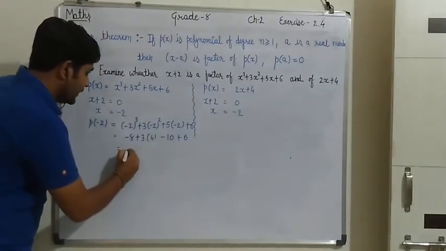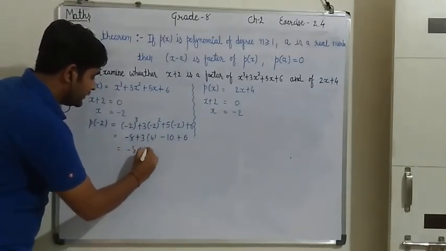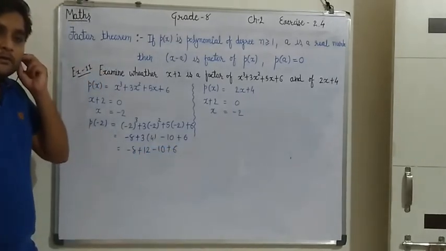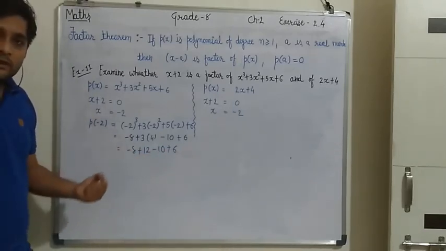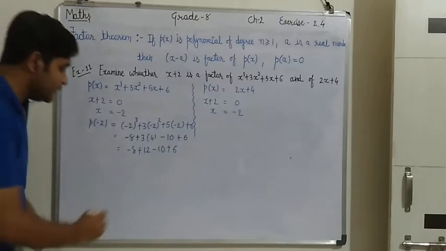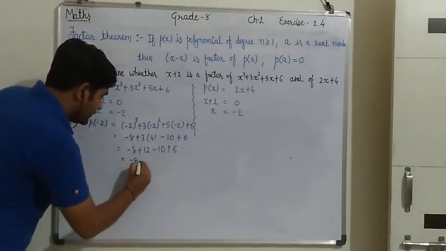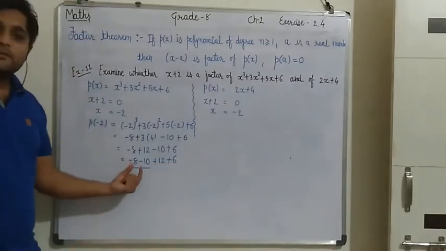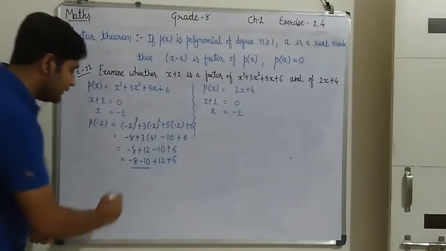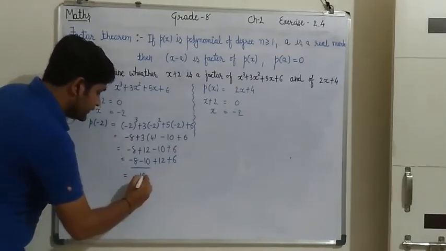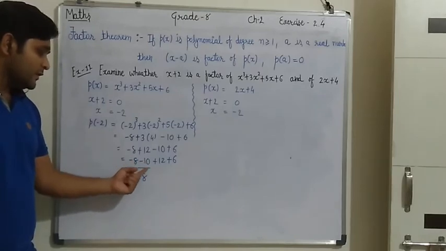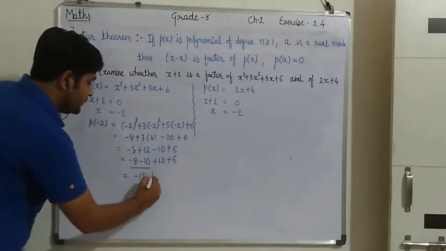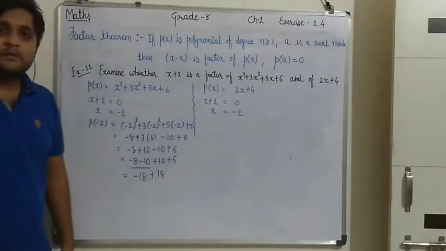Now friends, minus 8, 4 threes are 12, minus 10 plus 6. Now the numbers having plus signs let me take together, and the numbers having minus signs let me take together. So minus 8, minus 10, plus 12, plus 6. Minus and minus become plus, so 10 plus 8 is 18, minus 18. Why minus 18? From these two, 10 is bigger. So in the answer we have to put the sign of the bigger digit. And here 12 plus 6 is plus 18. So minus 18 plus 18 is 0.